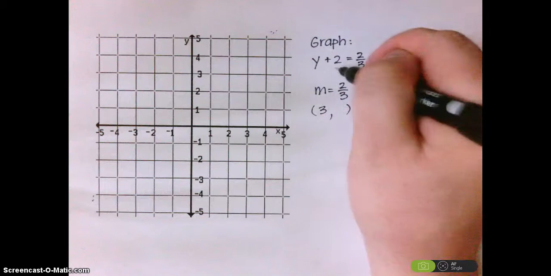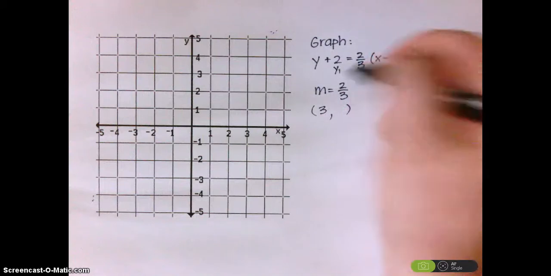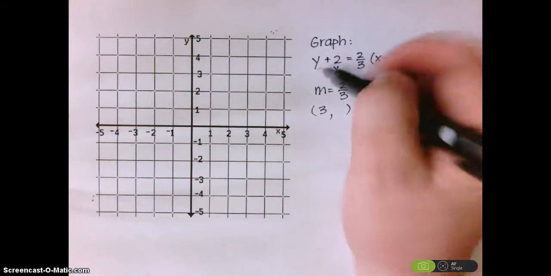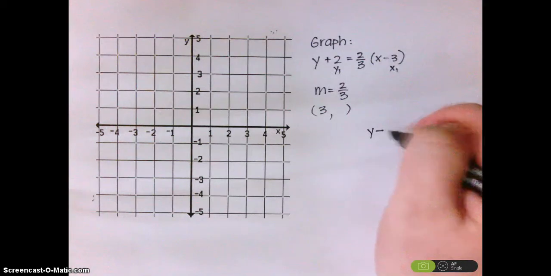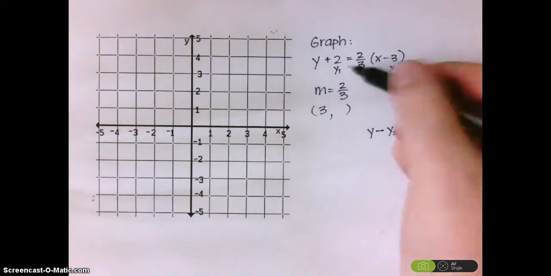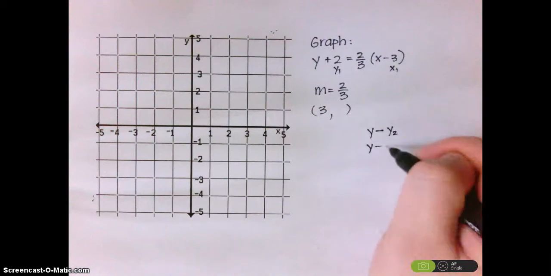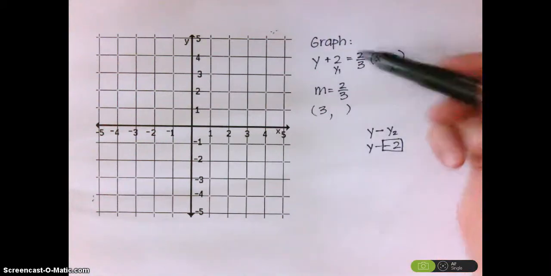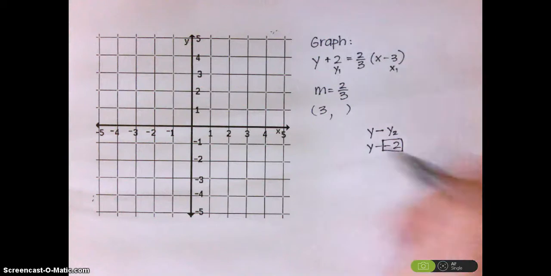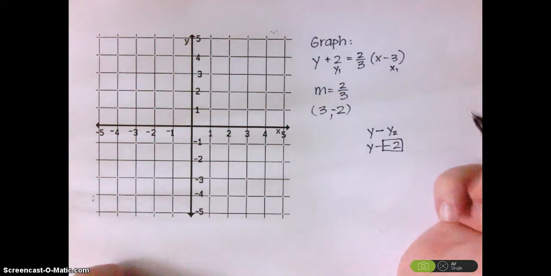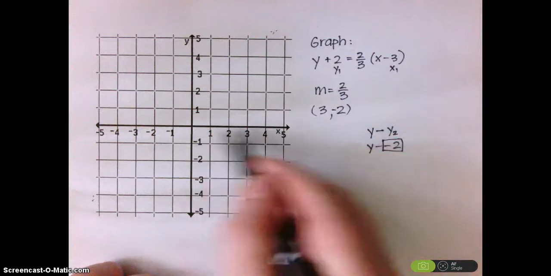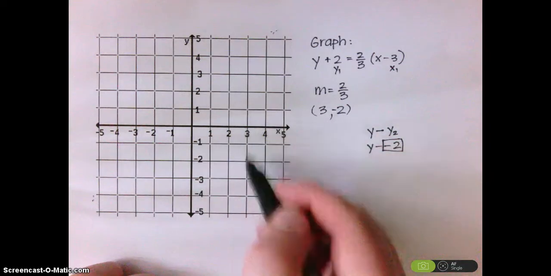And my y1, you might think that it is 2, but remember, the general form was y minus y1. So this would actually have to be y minus -2 for it to be y plus 2 that we're given. So that means that my y value is going to be -2. So all you have to do is plot this point, 3 across and down -2.